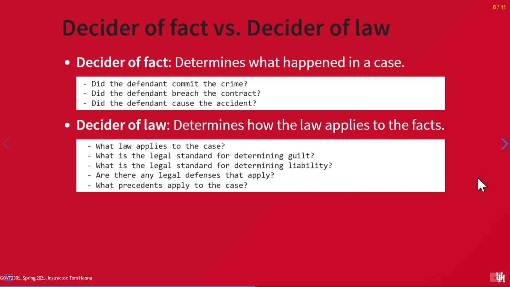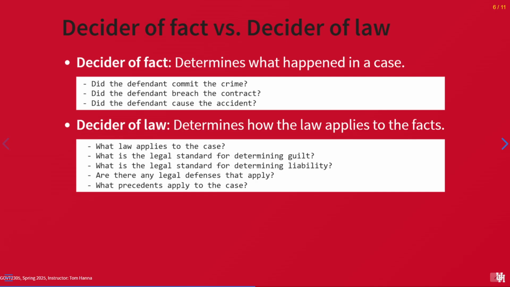The decider of law has to determine how the law applies to the facts in the particular case. So one major thing is what law applies to the case. If it's a criminal case, the judge needs to make a legal decision. Does the law apply here, or is there another law that should? What are the legal instructions to be given to the jury for determining guilt in a criminal case? What are the legal instructions to be given to the jury for determining liability or responsibility in a civil case?